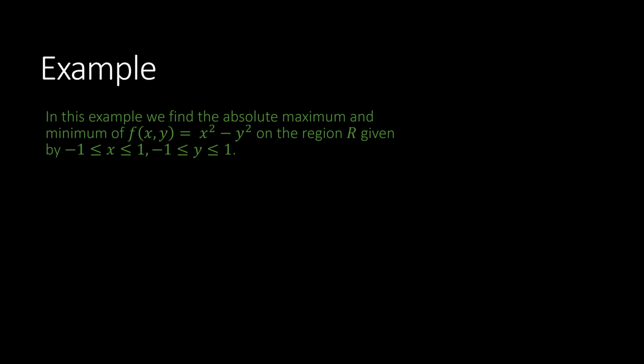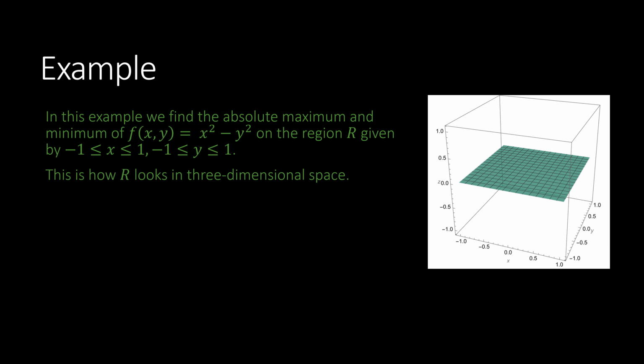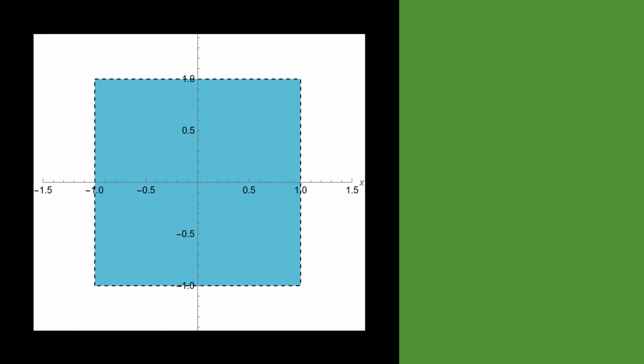So let's consider this function. f of x, y is x squared minus y squared. This is the one we saw earlier that looked like a saddle. And we're going to look at this on the region R given by x being between -1 and 1 and y being between -1 and 1. If I was looking at this in three-dimensional space, this is what it would look like. Or if I just look at it in two-dimensional space, it just looks like this, except it would contain its boundaries, because we said x is greater than or equal to -1 and less than or equal to 1, and similarly for y.